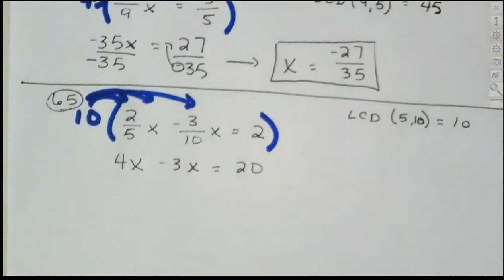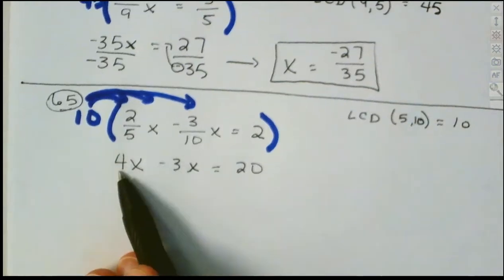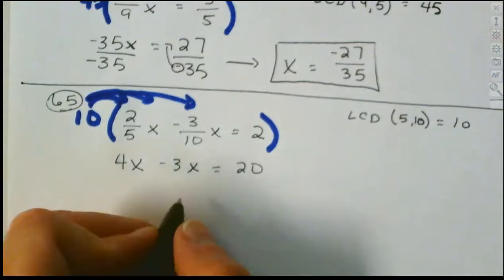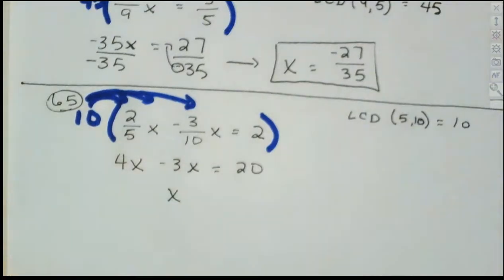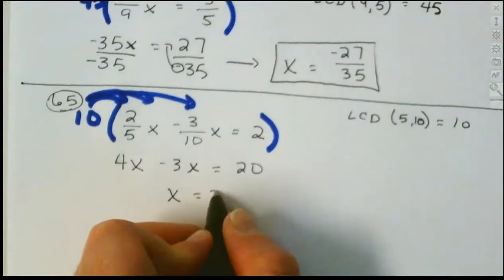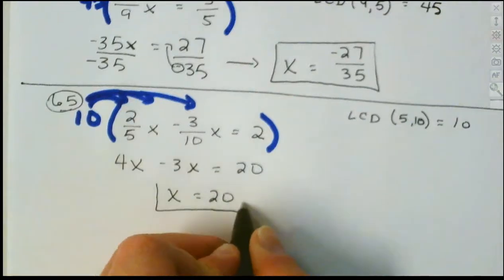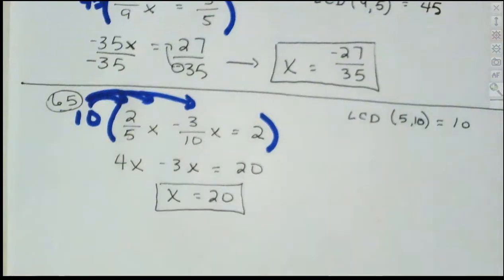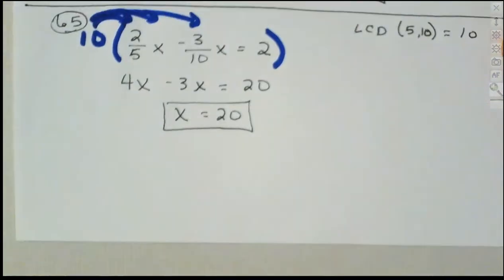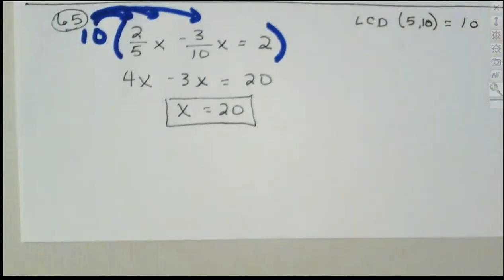Fractions are gone. 4x minus 3x, those can go together. And that makes it now a single x, and x now equals what? 20. So if you want to add the fractions together, you can do it that way. If you'd rather just get rid of them, which is what most students want to do, you can get rid of them by multiplying.